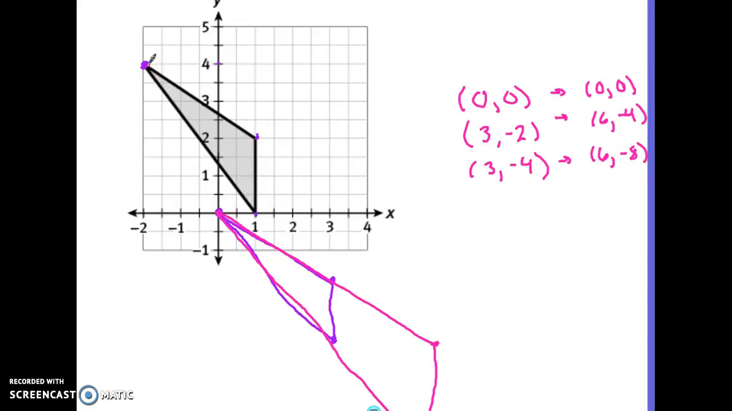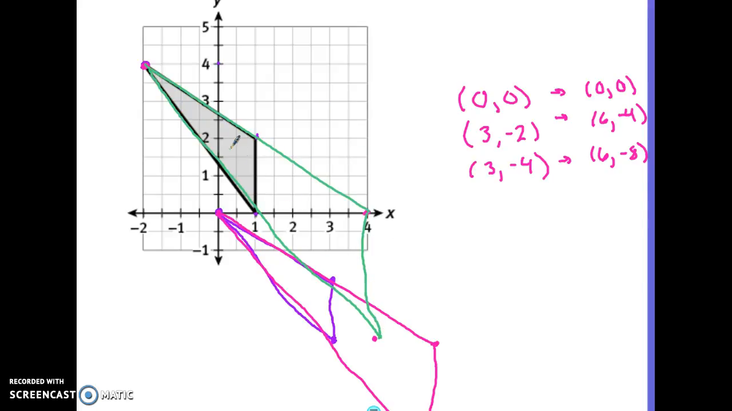So if I go back up 4 and left 2, this point becomes right here. If I go up 4 and left 2, I believe that ends up right here. And then if I go up 4 and then left 2, I believe that ends up right there. Let me switch colors so this is easier to see. So at the end of the day, I ended up with a figure right there.